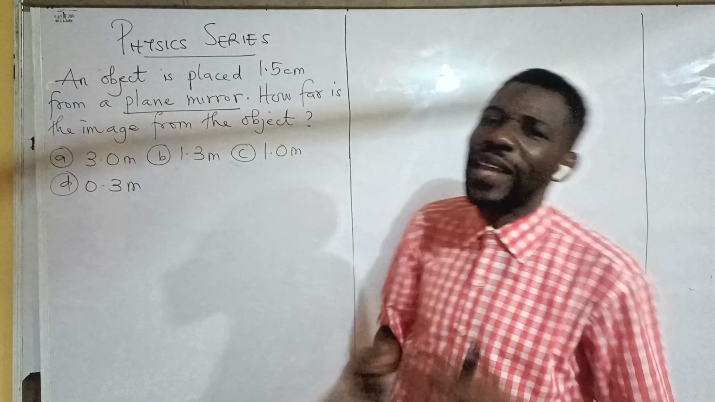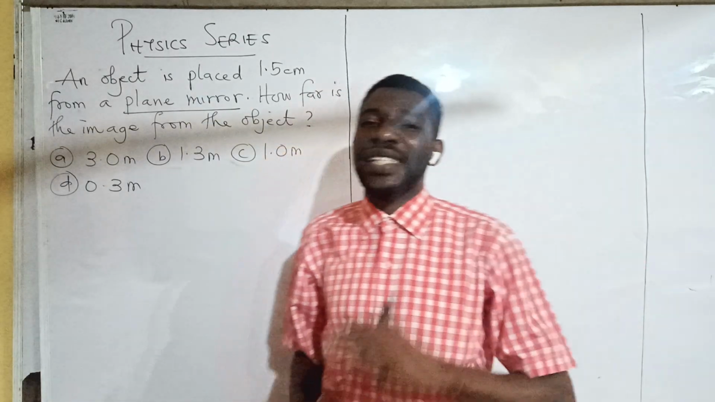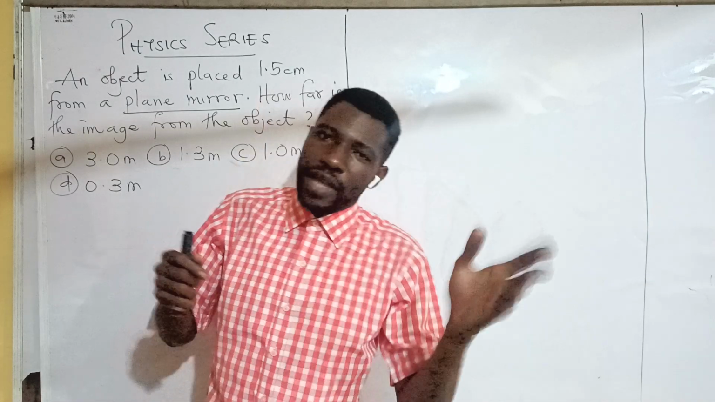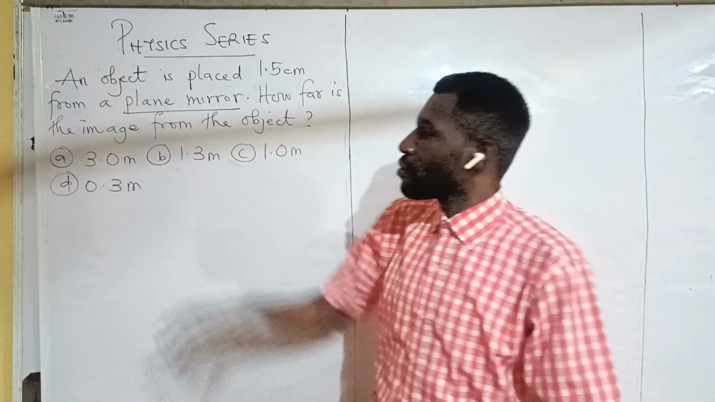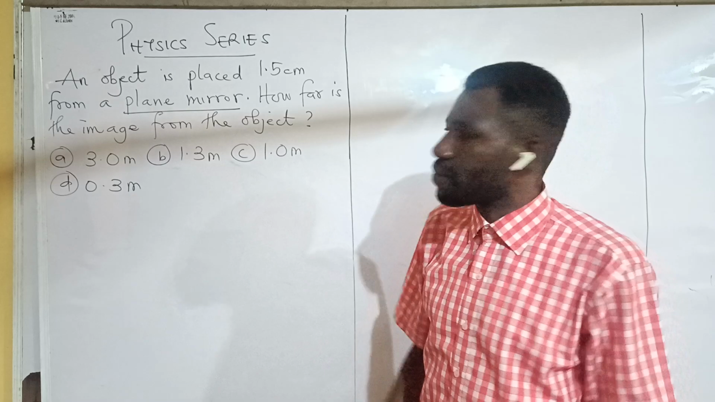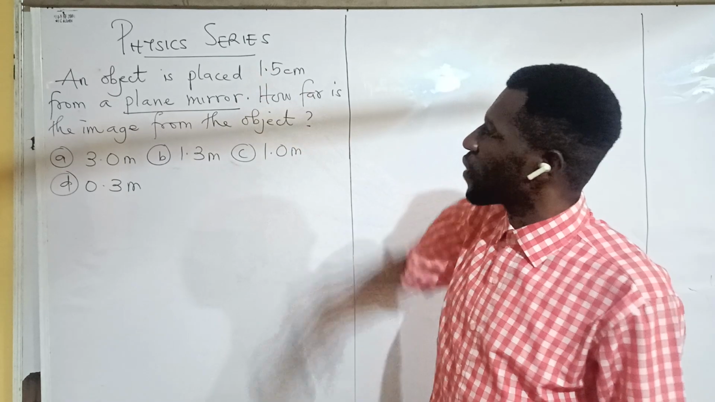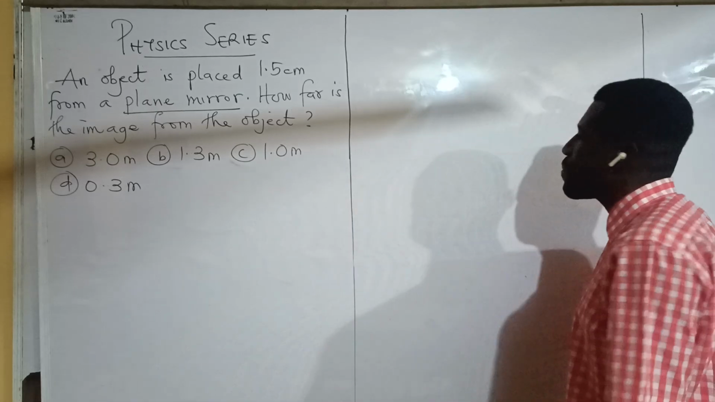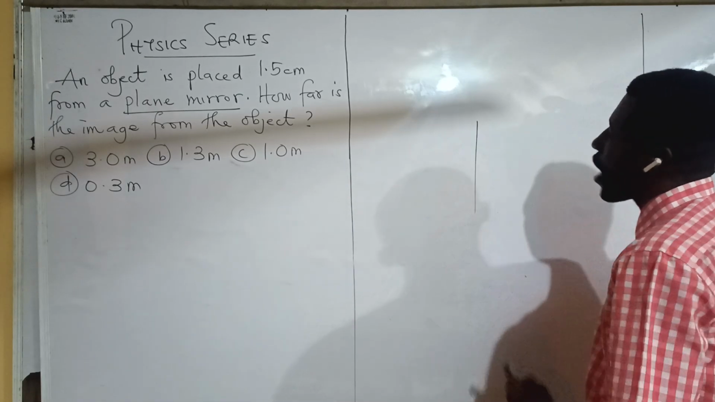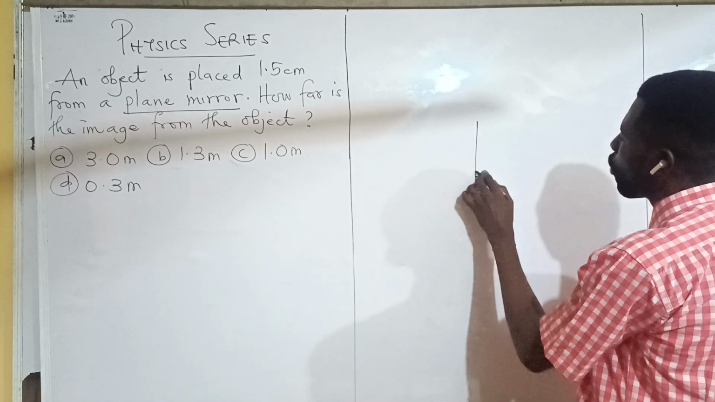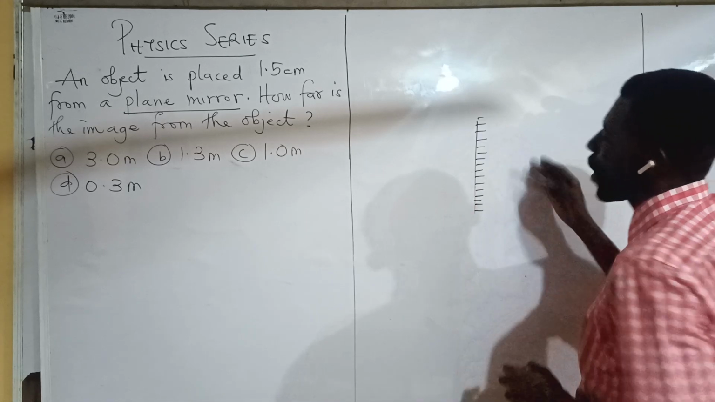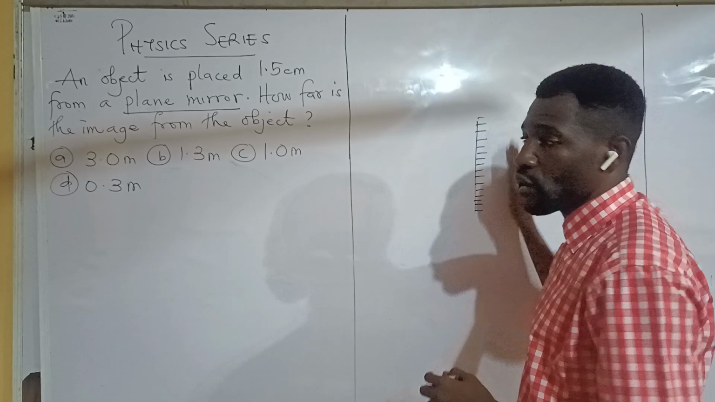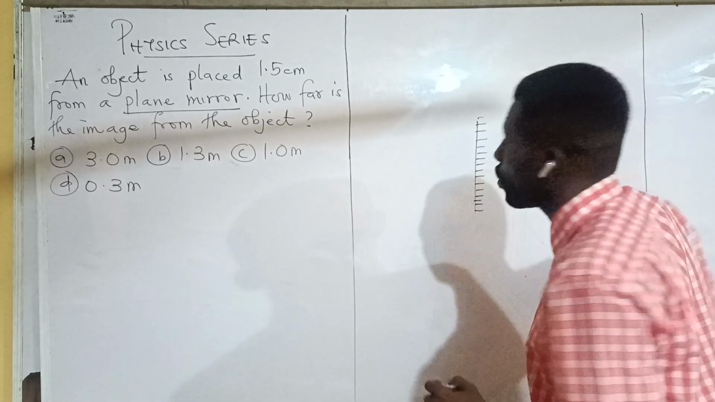Now let's quickly look at a plane mirror. There are some properties a plane mirror possesses. I'll give us some of them, so we can search out the others later. From what we have on the board, the object is placed 1.5 centimeters from the plane mirror. So let's say this is our plane mirror, and one of the features of the plane mirror is that one side is the reflecting surface, and the other side is silvered or covered.